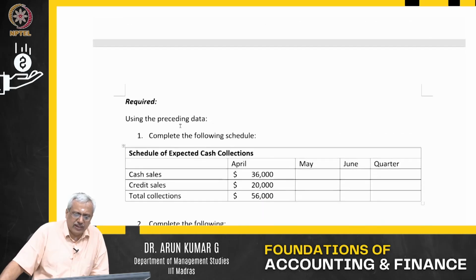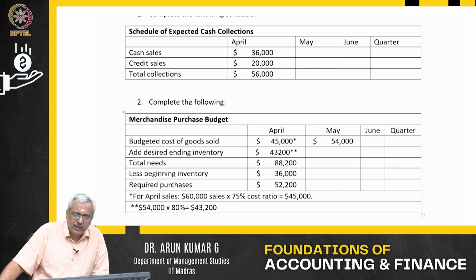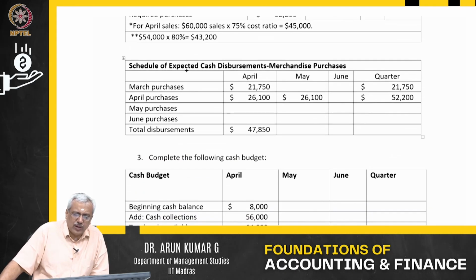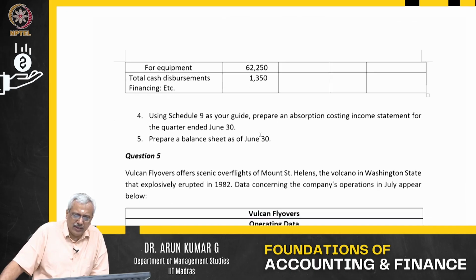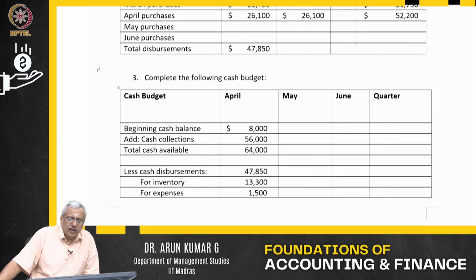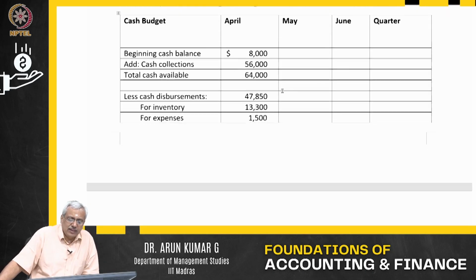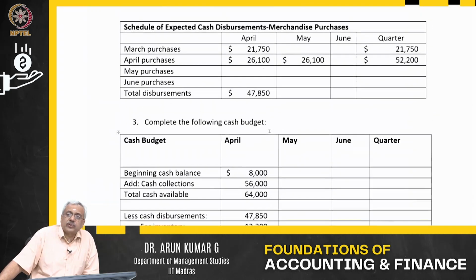Now, what they've required is to compute the following schedules. They've given you a schedule of cash collection, and they want you to fill this, for April. They've given you the merchandise budget, the same thing you've got to fill. Look at cash disbursements. Look at the cash budget. Then look at the P&L and complete the cash budget. From the cash budget, after that, they want you to look at the P&L and the balance sheet.